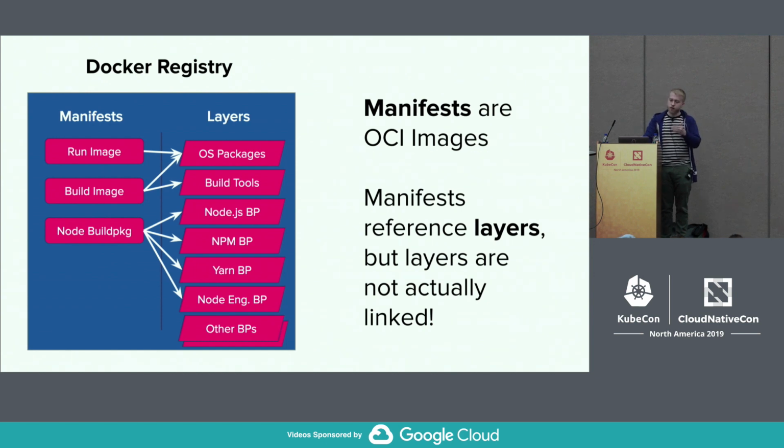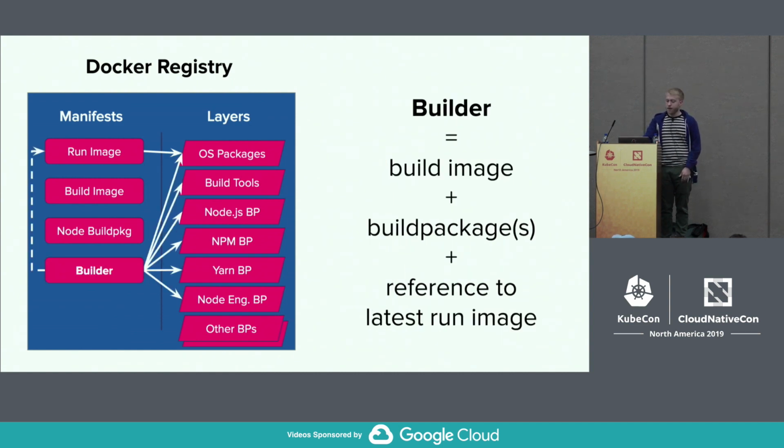The layers aren't linked to each other. The manifests just define an ordering of those layers. That's a common misconception. In the Docker v1 format, the layers are linked, but now in the OCI or Docker v2 format, the manifests just refer to a particular ordering, and we can swap them out individually, and you'll see what that looks like. And so we can make a builder by essentially just creating a new manifest in the registry that has strong references to the layers in the build image and the build package, and a weak reference to the run image, so we know where to pull a run image when we do a build.